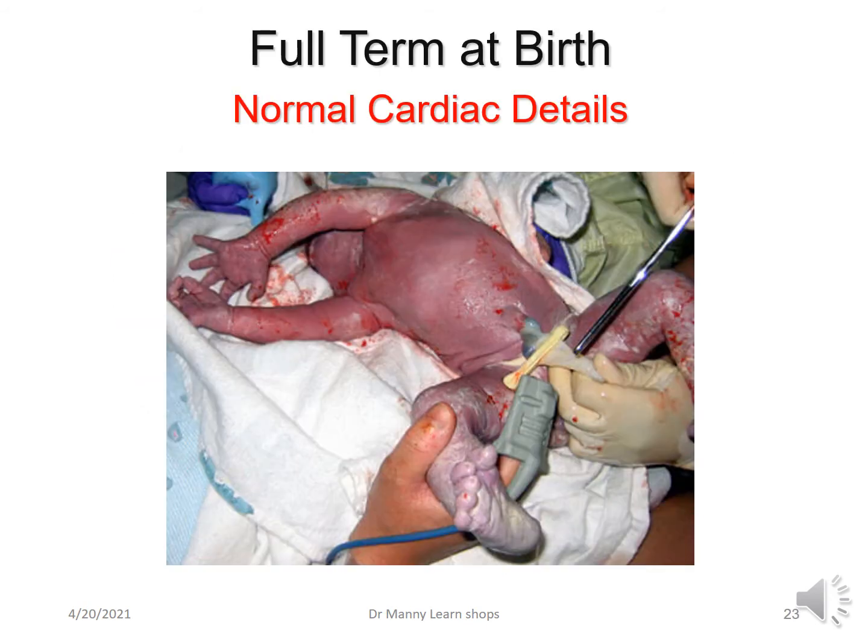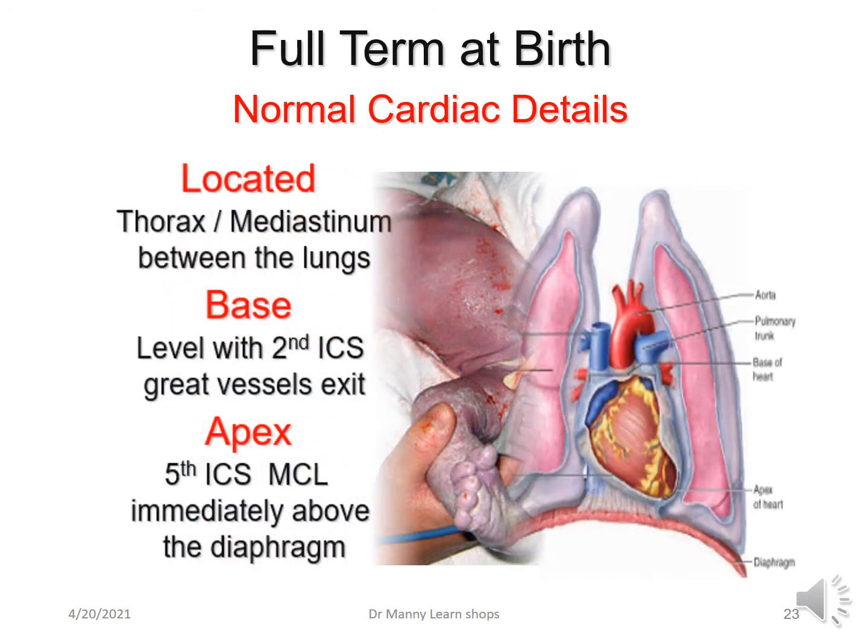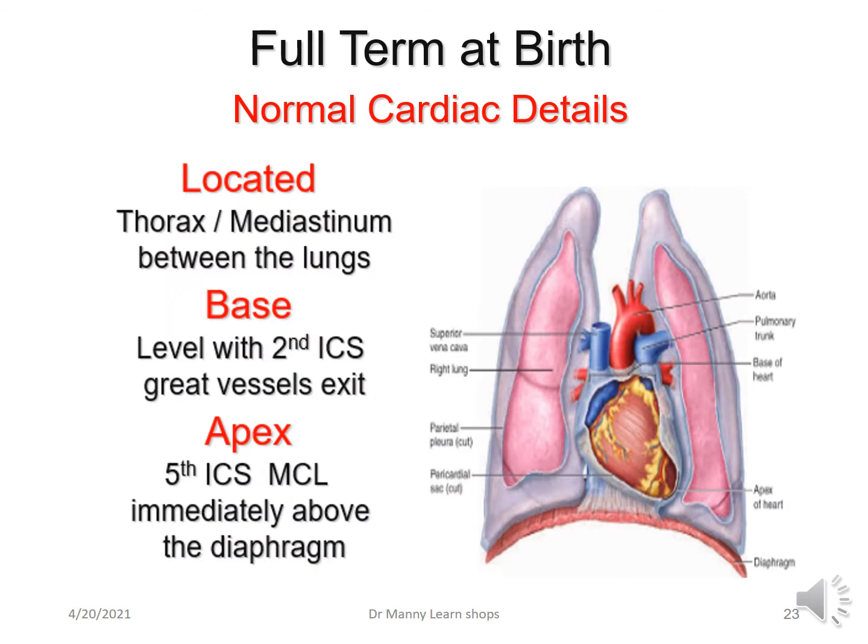At term and at birth, these are approximates in relation to normal cardiac details. The heart is located in the middle of the chest, the thorax, in the mediastinum between the lungs. The base of the heart is level with the second intercostal space, and this is where the great vessels, aorta, pulmonary artery, exit. The apex is located at the fifth intercostal space in the midclavicular line, immediately above the diaphragm.